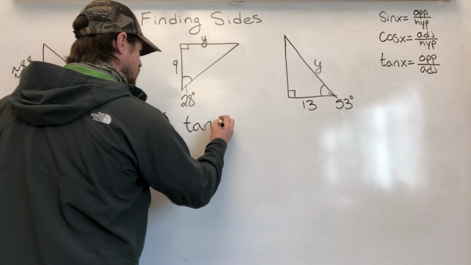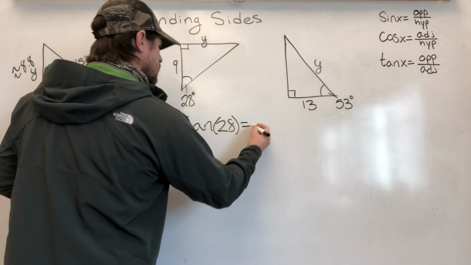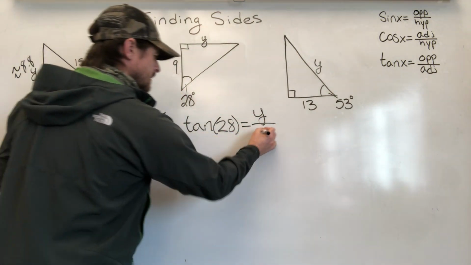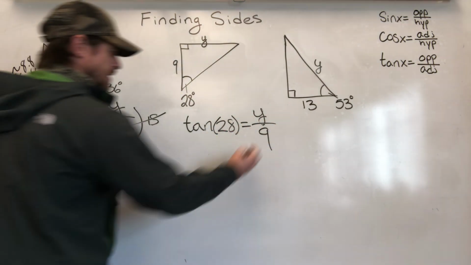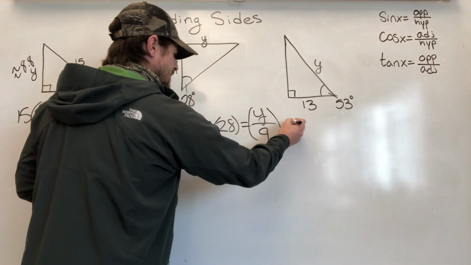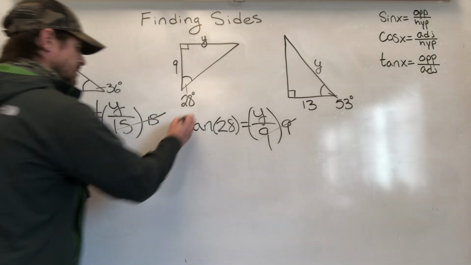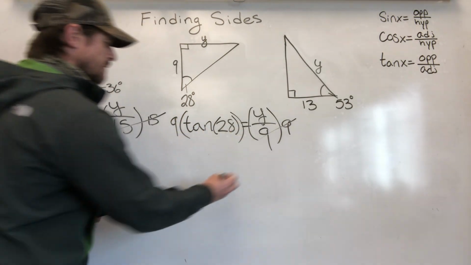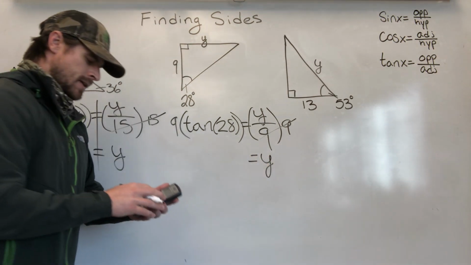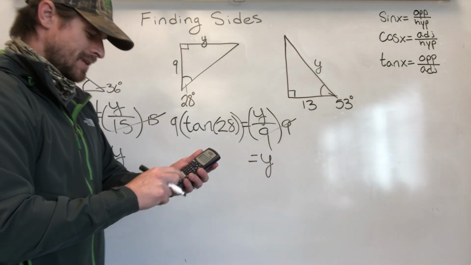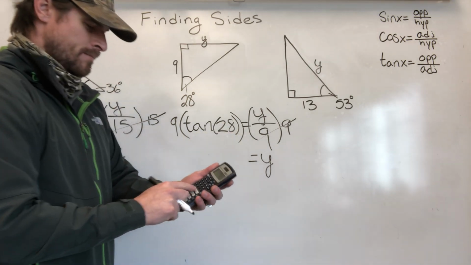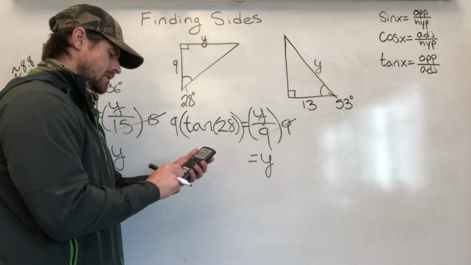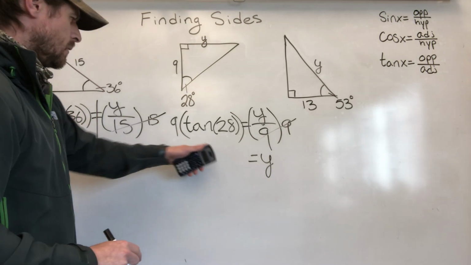Tangent 28 equals, opposite is y, adjacent is 9. Same steps apply as we did over here. We're going to eliminate the 9 on the right side by multiplying by 9, inverse operation. Find what the tangent of 28 is and multiply that by 9, and you'll have your value for y. Again, calculator. Oh man, it comes in handy. Tan 28, enter. Crazy decimal. Not going to mess around too much with that. We're just going to immediately multiply by 9.